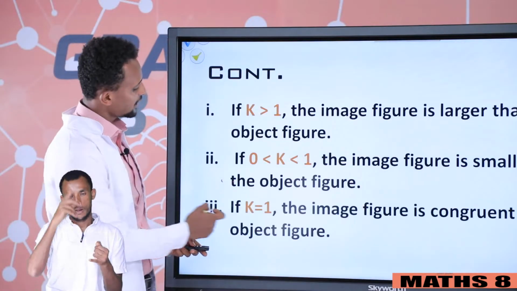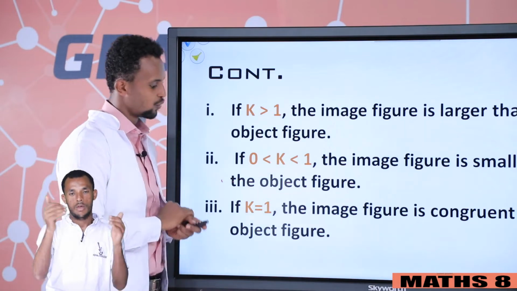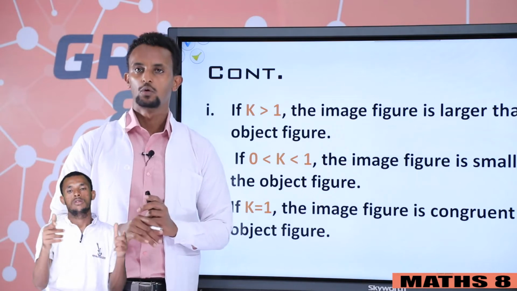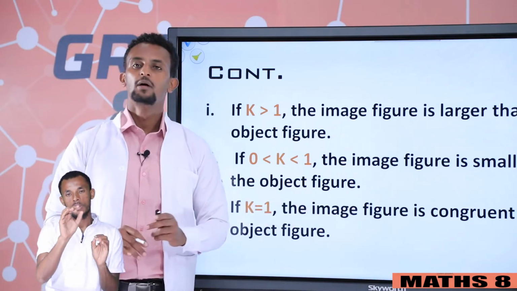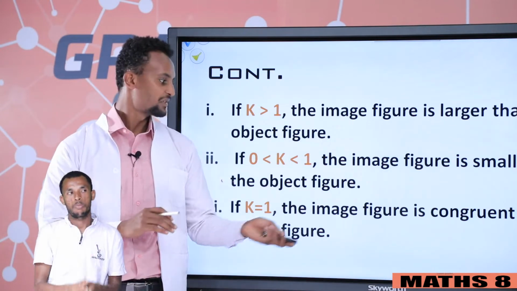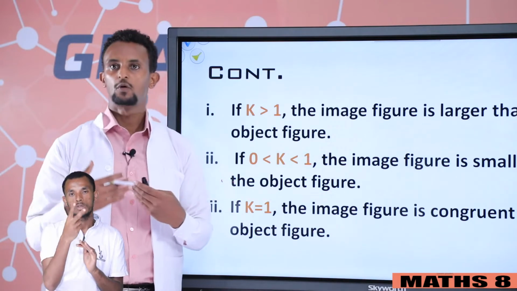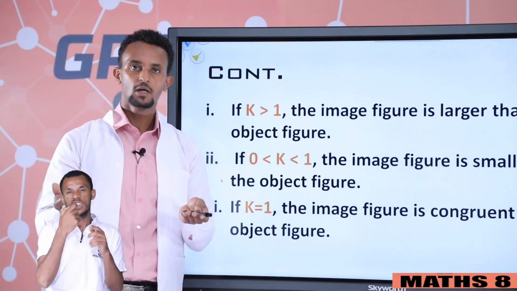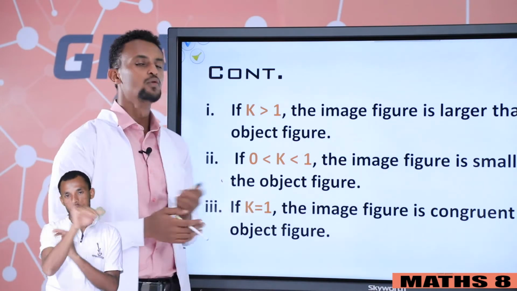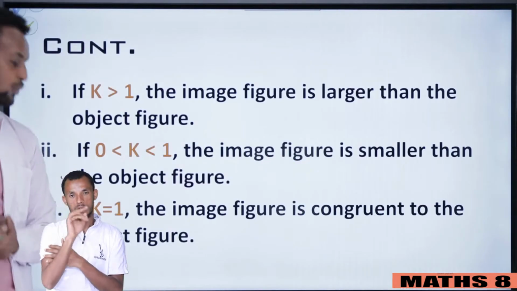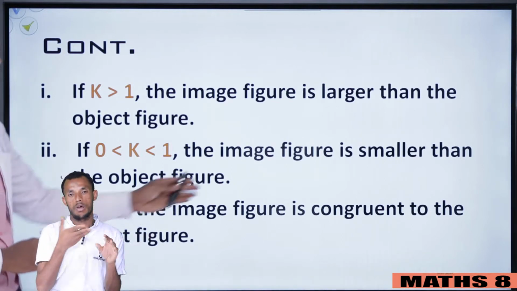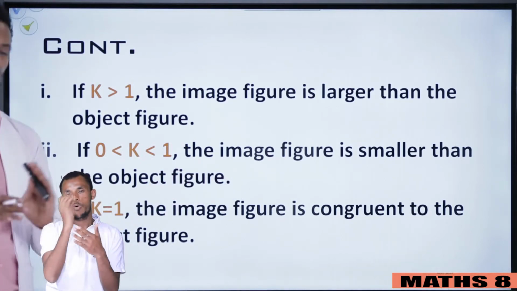The last one, if the value of K is equal to 1. In this case, there is no enlargement at all. That means the image figure and the object figure are always the same. For instance, if you see yourself in the mirror, there is no increasing or enlarging image. It's always the same. Therefore, the value of K is always equal to 1. That means there is no enlargement at all. Image figure and object figure are always the same.